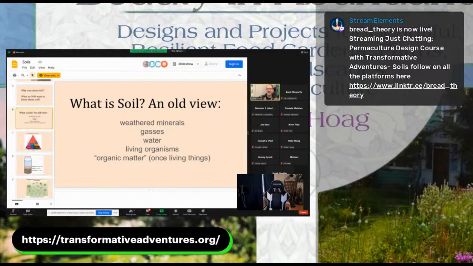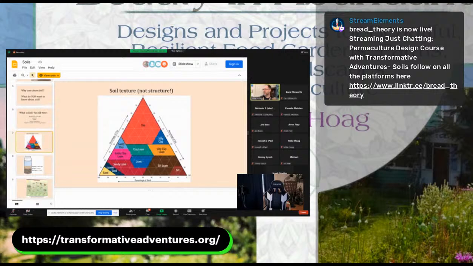Oh, this is a famous soil thing. If anyone knows of the dirty version of this, the not school appropriate version, you can add it to the chat. There's a funny version. I'm sure you've seen it. Some people in here have seen it. I might share it in the Transformative Adventures group.